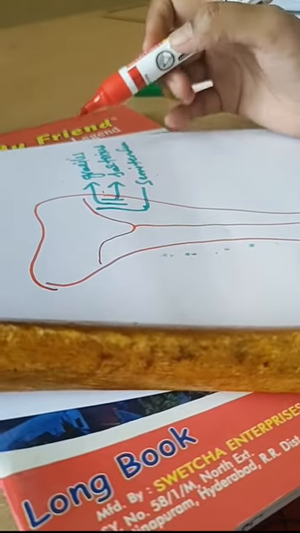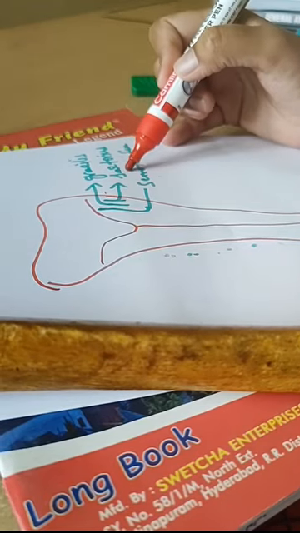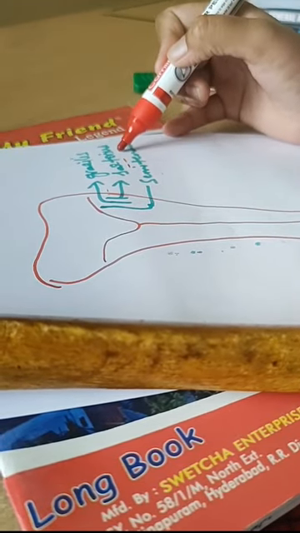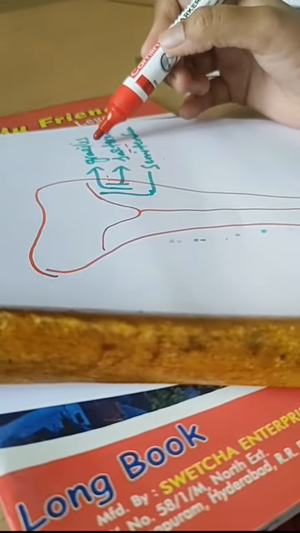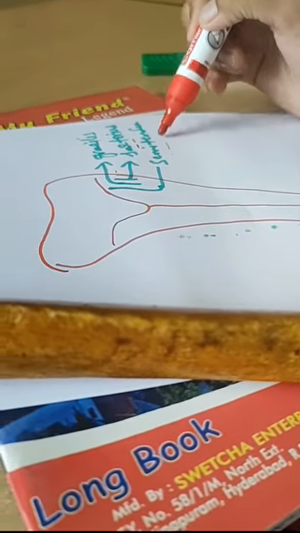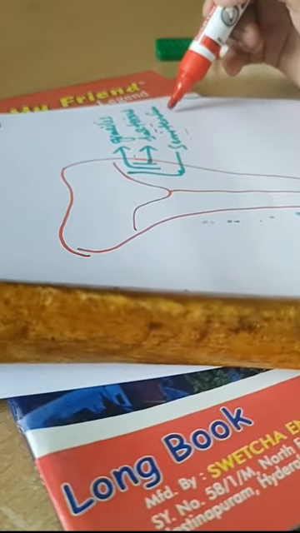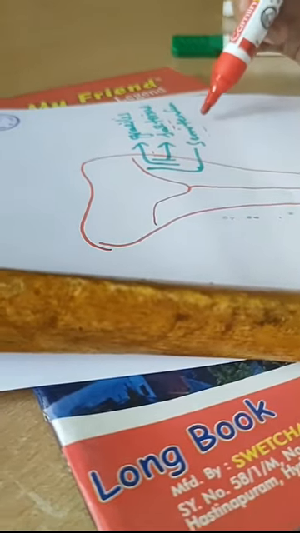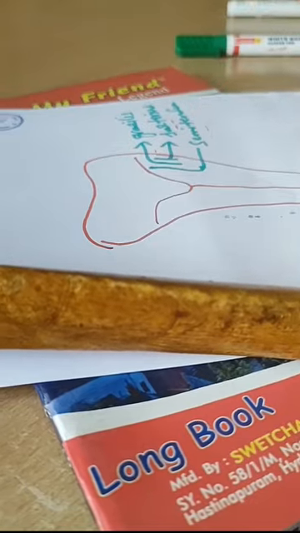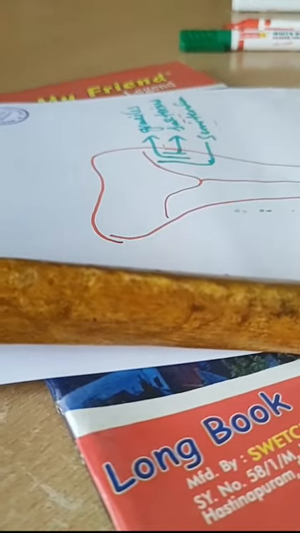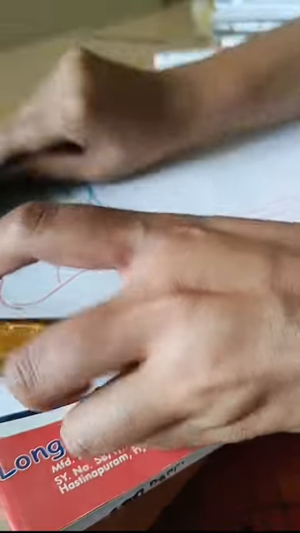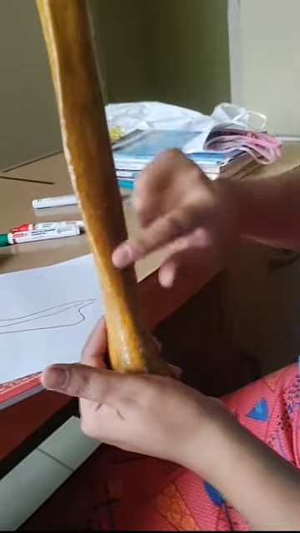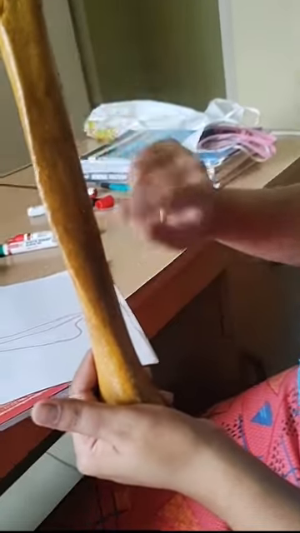All of you know sartorius is from the anterior compartment of thigh. Gracilis is from the adductor compartment, that is the medial side of thigh. Semitendinosus is from the posterior compartment of thigh. So these three act as guy ropes for this hip joint. That is about the medial surface. The remaining surface is subcutaneous only.